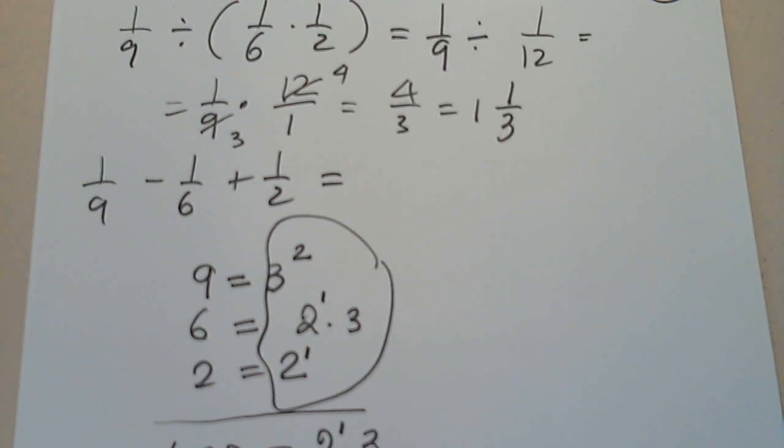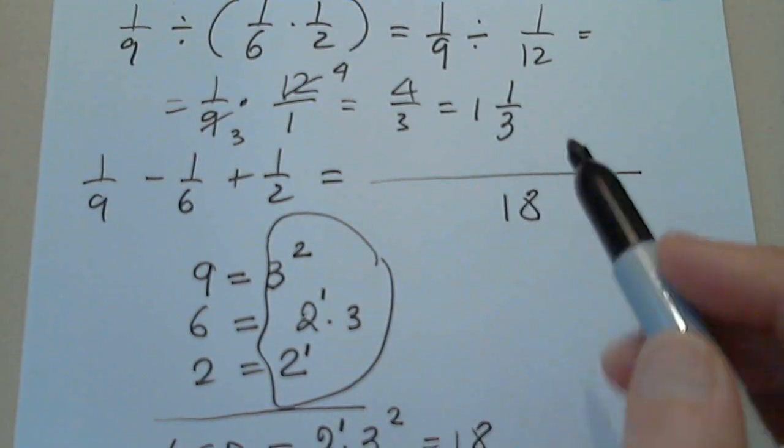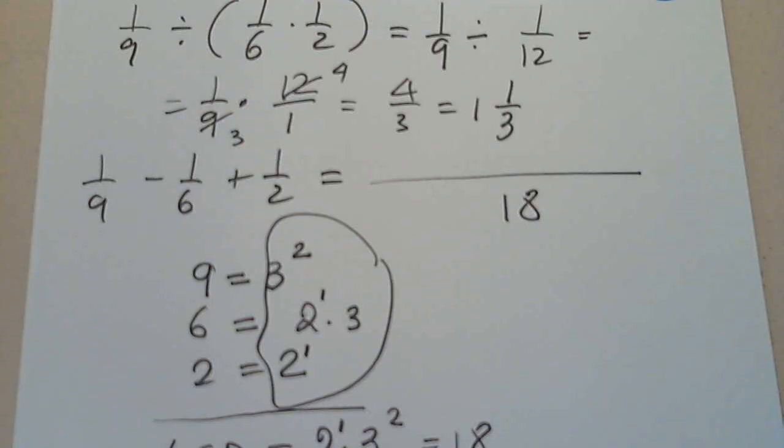Now for 3. What power will I choose for 3? It has to be the highest. I'm not adding the powers. I only choose the highest. 2. So the least common denominator will be 2 times 9, which is 18. I copy 18. I need the adjustments.